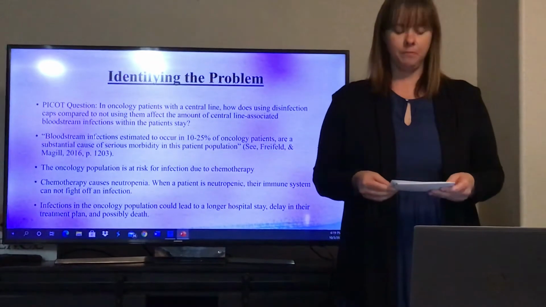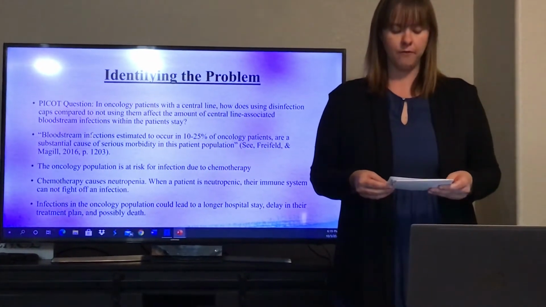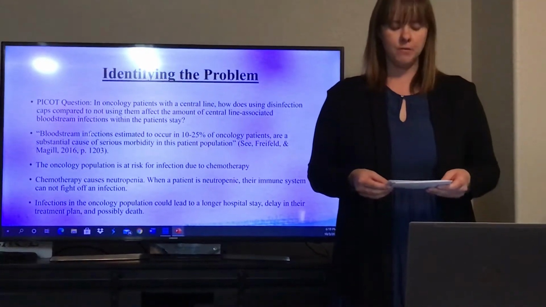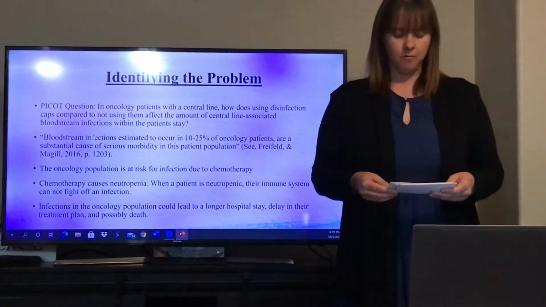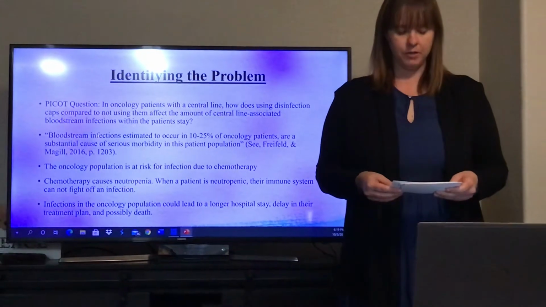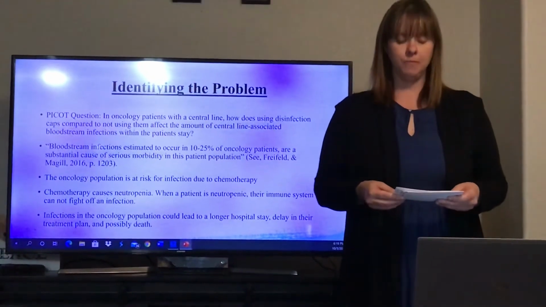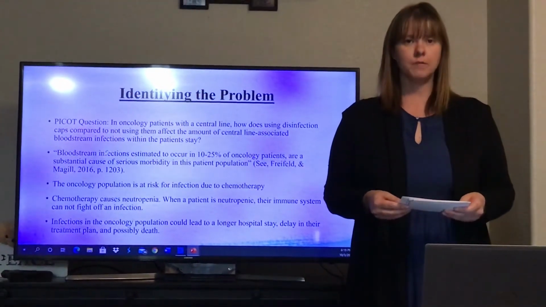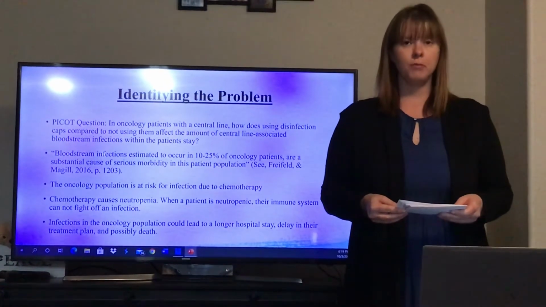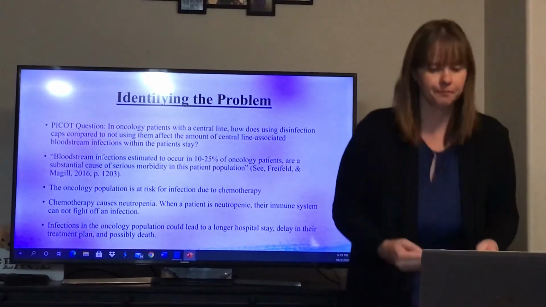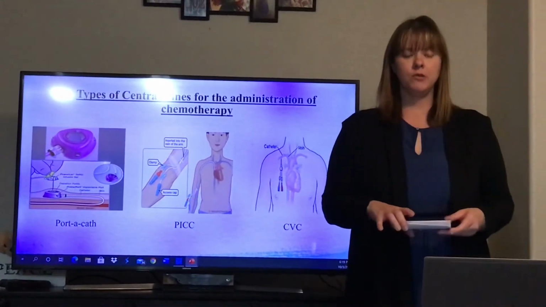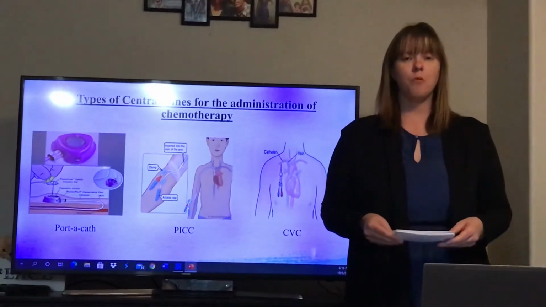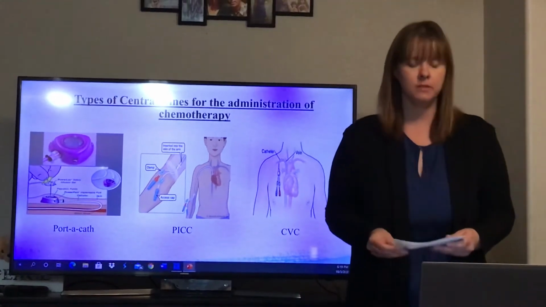The oncology patient population is at risk for infection due to chemotherapy. Chemotherapy causes neutropenia. When a patient is neutropenic, their immune system cannot fight off an infection. Infections in the oncology population could lead to a longer hospital stay, delay in their treatment plan, and possible death. The types of central lines that we use to administer chemotherapy are portacaths, PICCs, and CVCs.